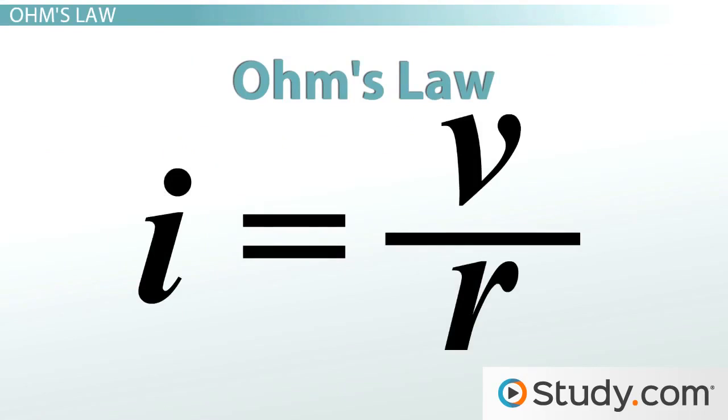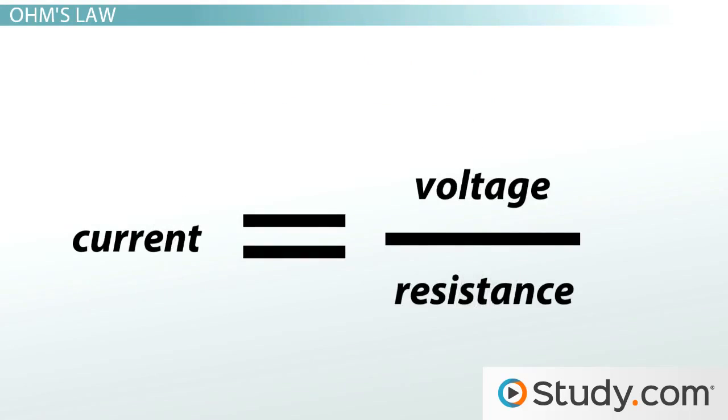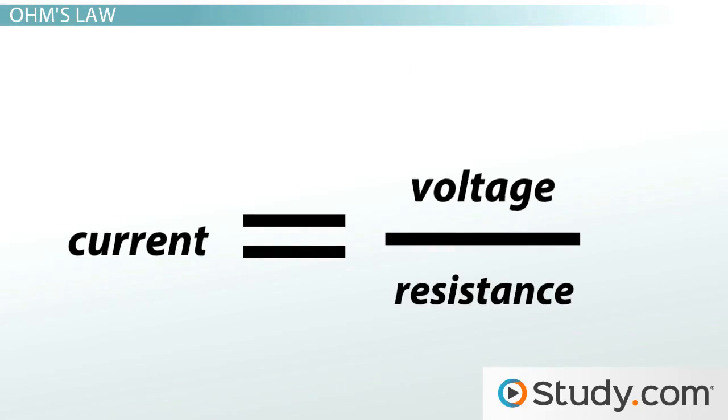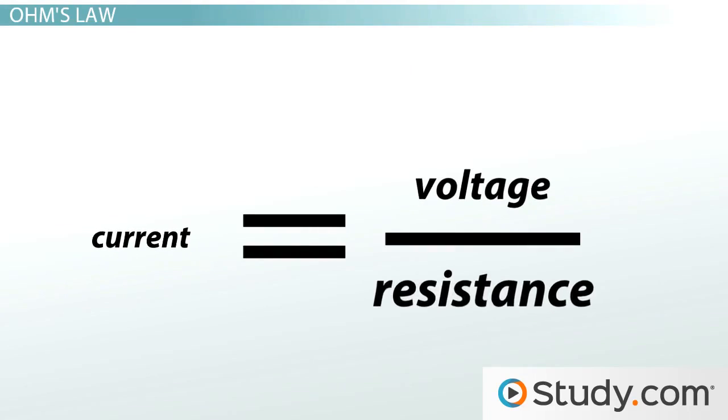This equation tells us that the current I flowing through a circuit is directly proportional to the voltage V and inversely proportional to the resistance R. In other words, if we increase the voltage, then the current will increase. But if we increase the resistance, then the current will decrease.